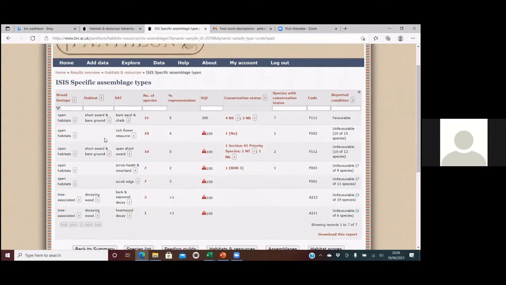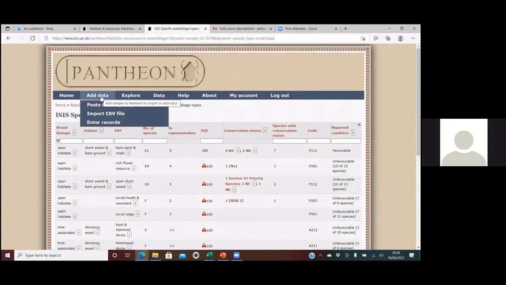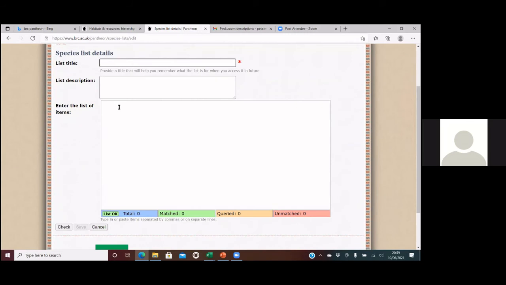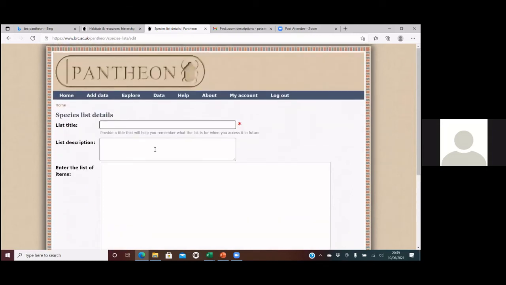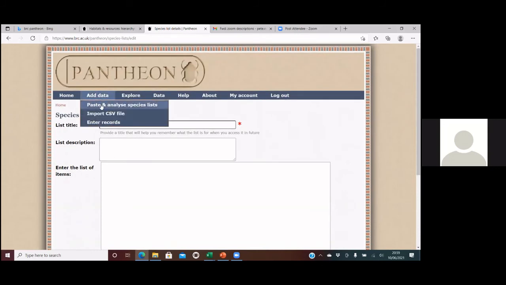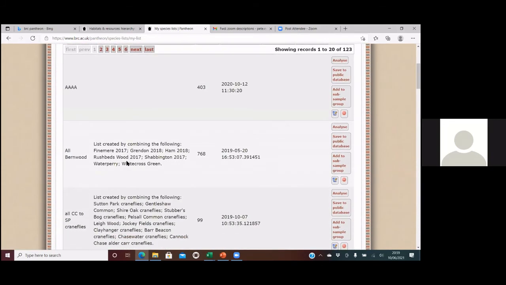But just to finally recap: add data, paste and analyze, paste new species list, give it a name, stick it in, check it, alter anything that's wrong. Often in long lists of species, sometimes there can be typos and you have to go to Google and have a quick check. But using stuff out of iRecord is a really, really good way of doing it. And then once it's saved, you can play with it at will and start to get an understanding for how it works. And I think probably we will end there.